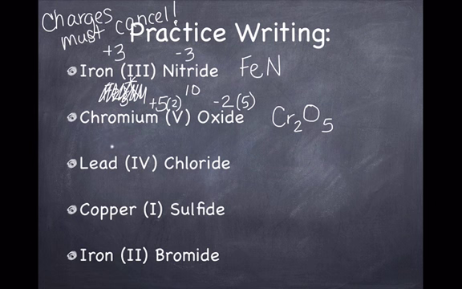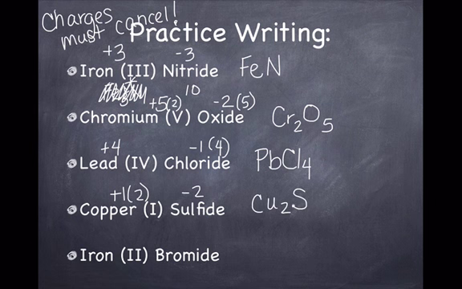All right, lead with a 4 charge. Chloride is chlorine, which has a -1 charge. I need 4 of those to balance out my +4. So Pb, I need 1 of them. Chlorines, I need 4. Sulfur is a -2. This copper is copper 1, so it's a +1. I need 2 of my coppers to balance out my sulfur. So Cu2S. And the last one here, iron 2 bromide.